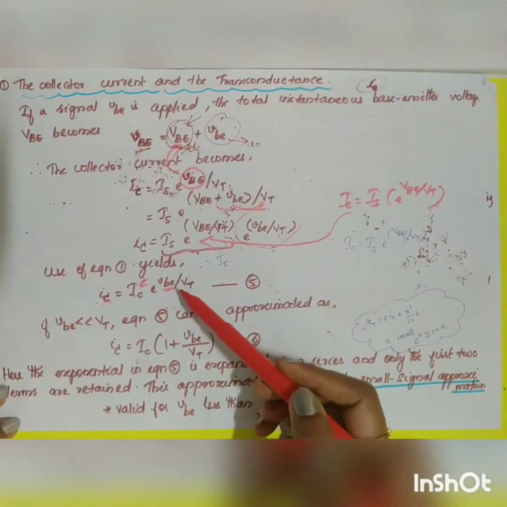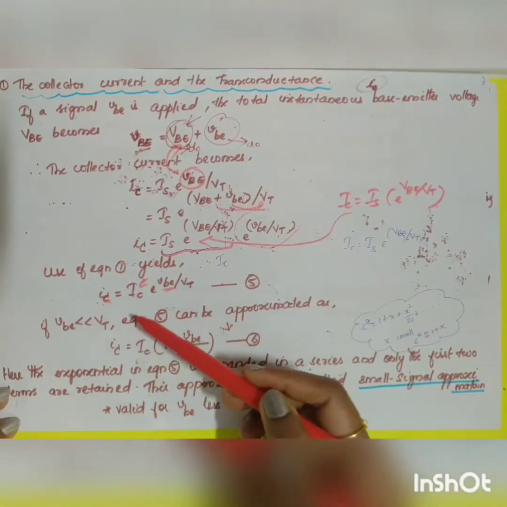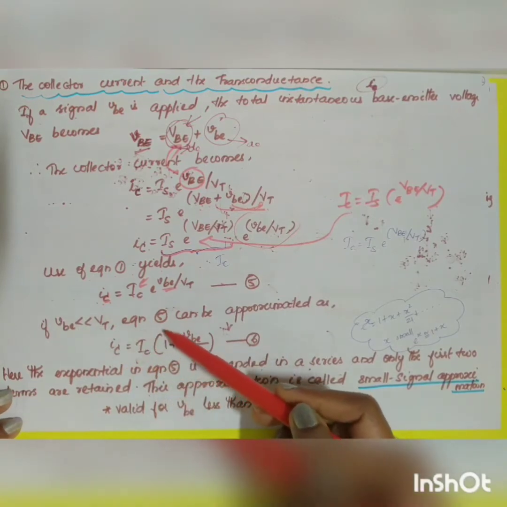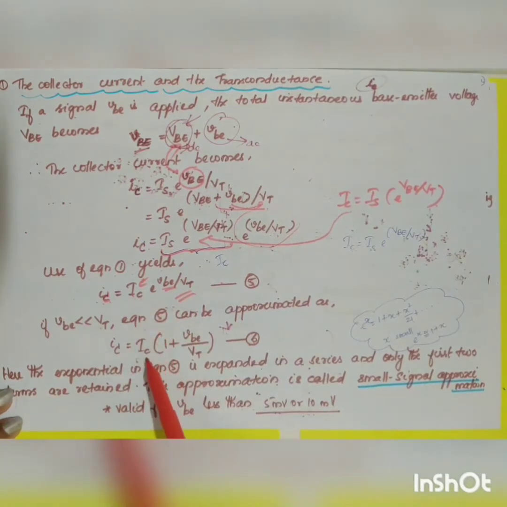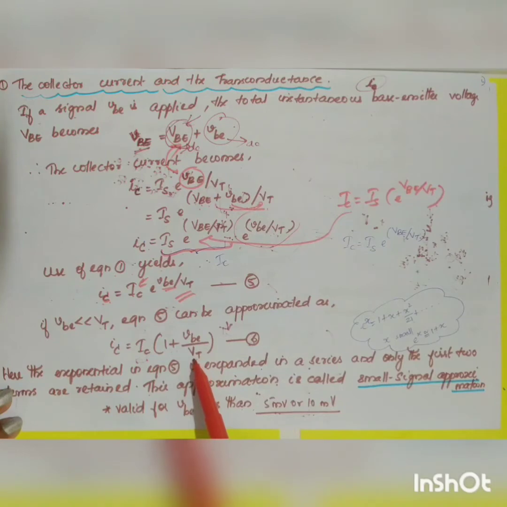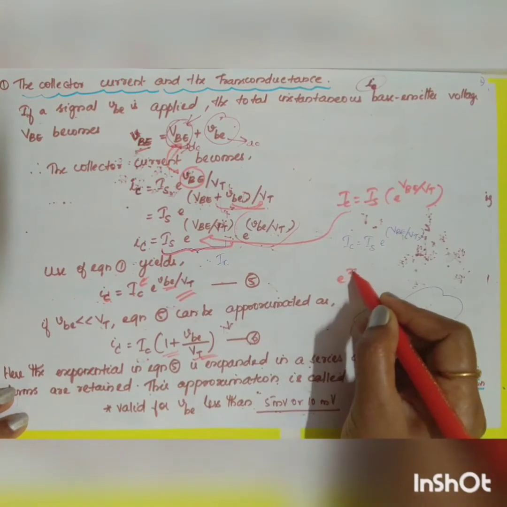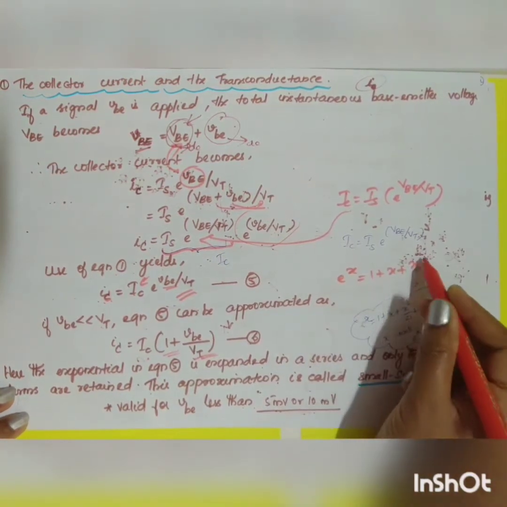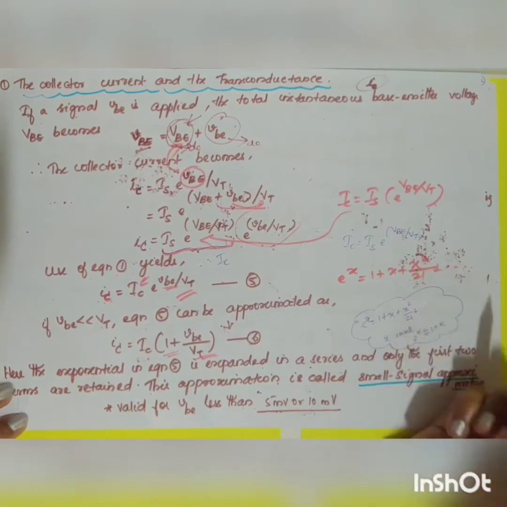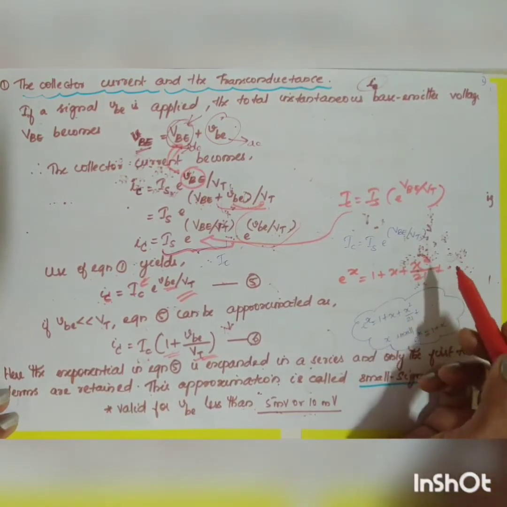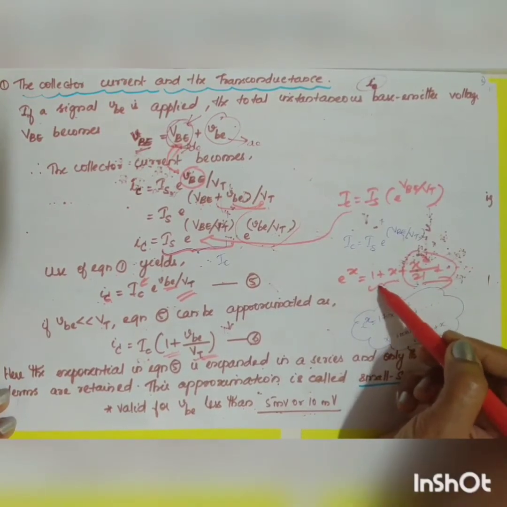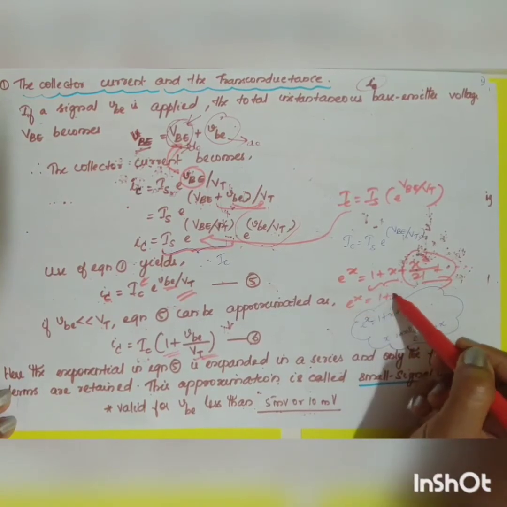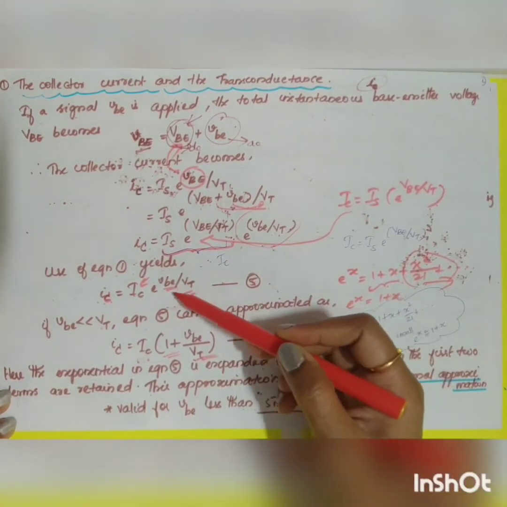So your vbe is very less. If I take vbe is very less than VT in equation 5, now this equation 5 can be approximated as iC is equal to capital IC into 1 plus small vbe divided by VT. How did you get this 1 plus small vbe divided by VT? So you know that e power x is equal to 1 plus x plus x square divided by 2 factorial plus, this is your expansion, right? So when your x is very small, you can neglect your higher order terms and you can take only your first 2 terms. So e power x is equal to 1 plus x. So in this case, x is equal to vbe divided by VT.